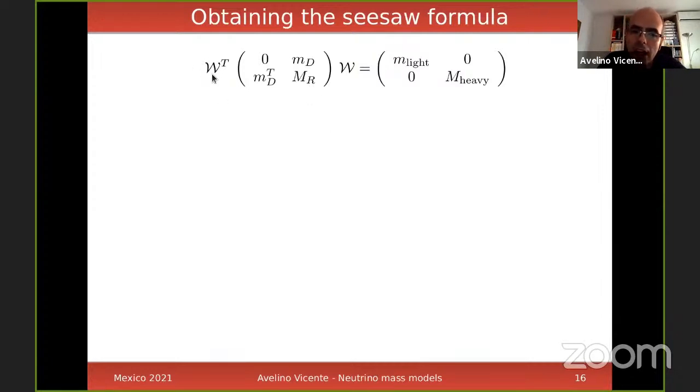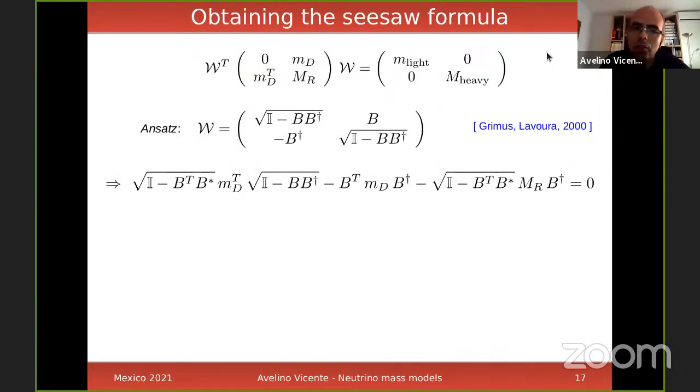Now, you don't know W, and therefore I didn't say much by writing this equation. But there is a nice trick. You can use an ansatz, and this was done by Grimus and Lavoura in a paper in 2000, a very nice paper that I really recommend you to read. You can write this matrix in this particular way. You introduce another matrix, B, and write W in this way.